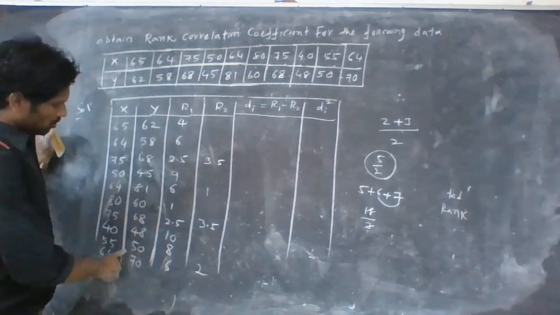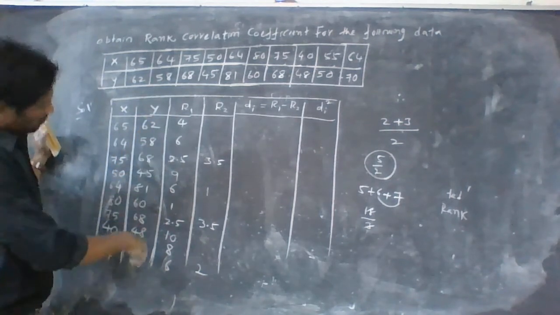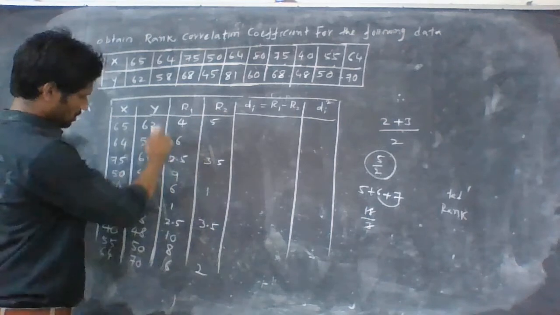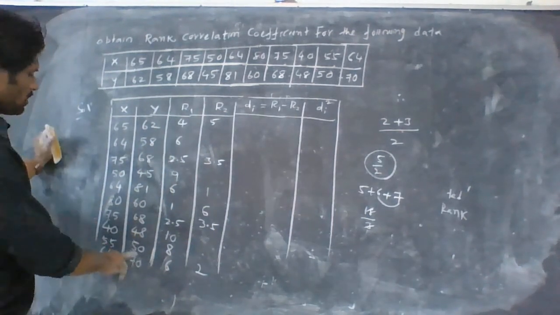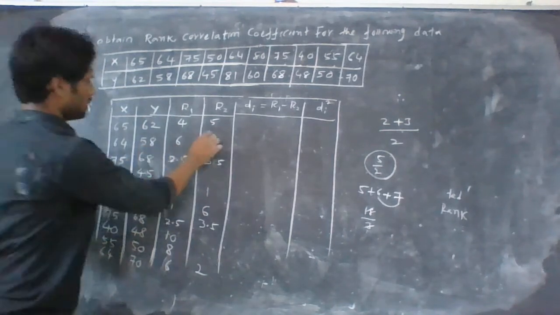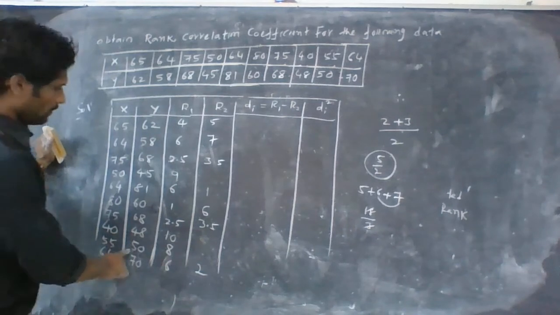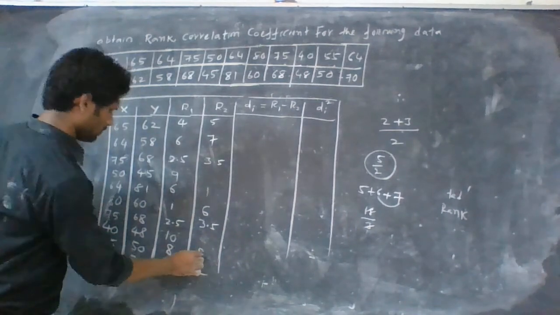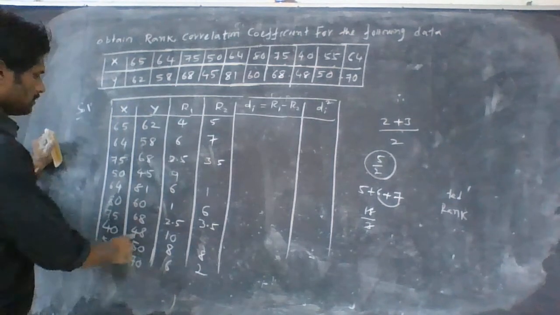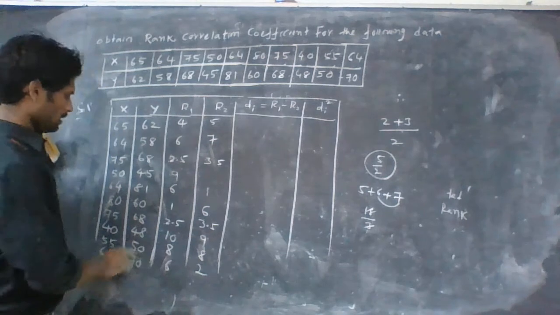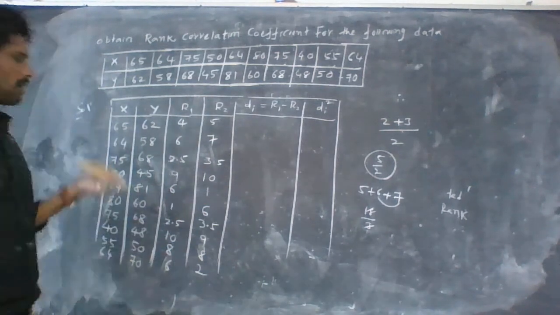Fifth rank goes to 62, 60. Next one 58. Next one 50. This is 8th rank. Next one 48. Next one 45. So overall the tied ranks are decided.